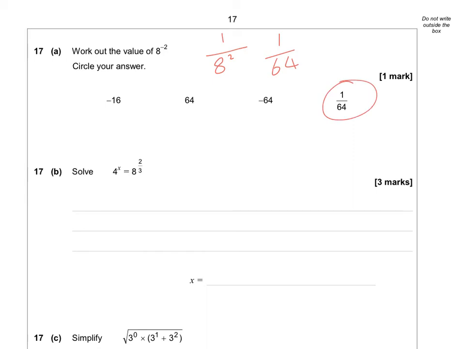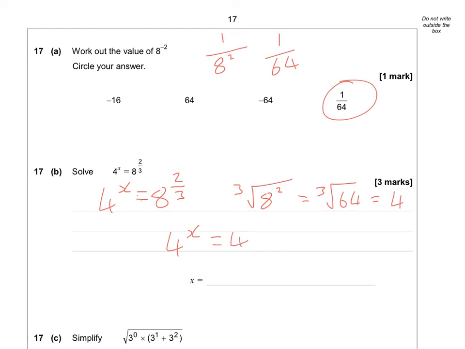17b is just checking your understanding of index laws. So we've got 4 to the power x equals 8 to the power 2 over 3. So let's work out what 8 to the power 2 over 3 actually means. Because it's a power that's over 3, that means that we're finding the cube root of 8, and because there's 2 on the top, that means that we're squaring it. So we've got the cube root of 64, which is 4. So we've got 4 to the power x equals 4, so x must be 1.